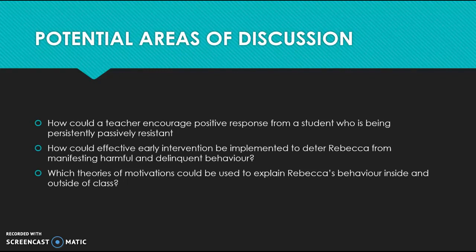So some potential areas of discussion could be: how could a teacher encourage positive response from a student who is being persistently passively resistant, like Rebecca was? Secondly, how could effective early intervention be implemented to deter Rebecca from manifesting harmful and delinquent behavior? So how could we preemptively act so that she is not pulling students out of the class? Which theories of motivation could be used to explain Rebecca's behavior inside and outside of class is another potential area of discussion that I am putting in.